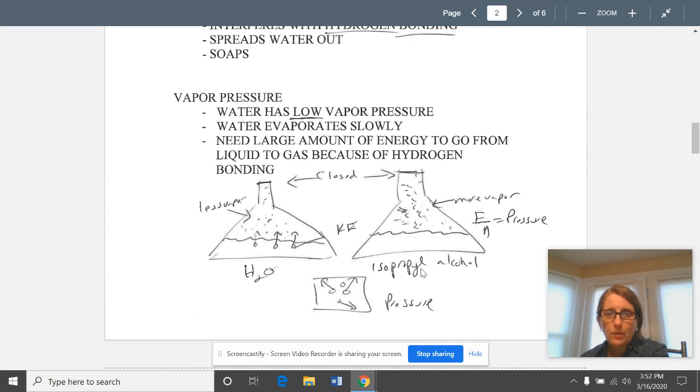If I take isopropyl alcohol or acetone, either one of those, I will see that there's more vapor above that liquid. So therefore, I have more pressure that is built up. That is why it will evaporate more, because again, it has less strong force as water does.